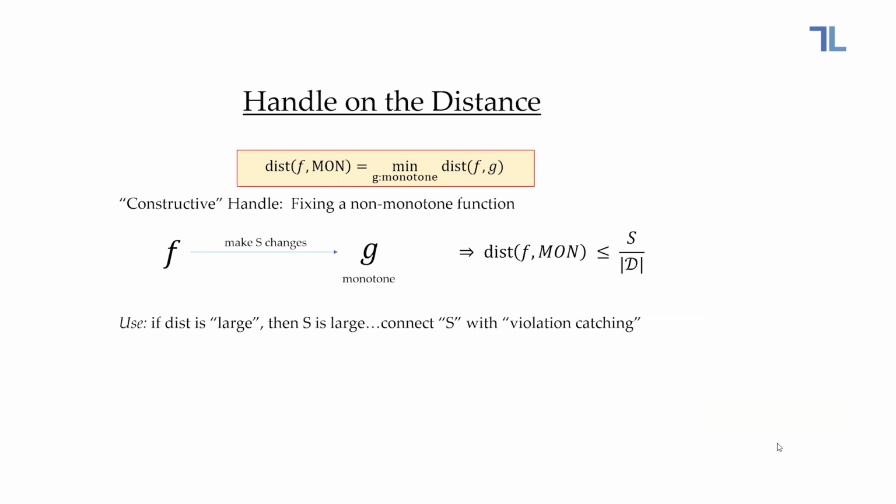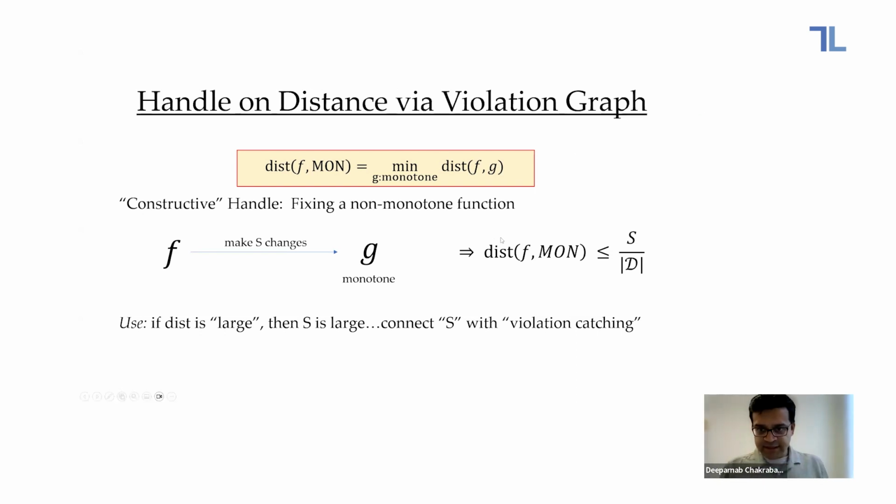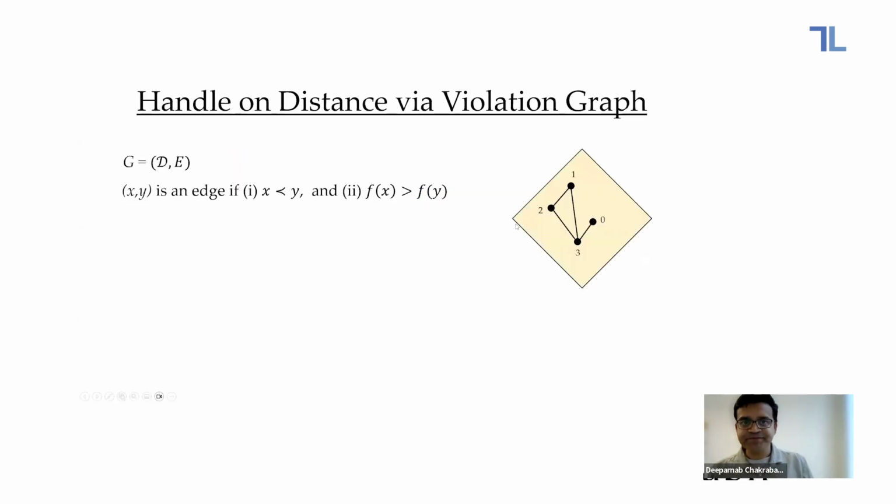Okay, so that's one way. But the other way is the following, and let me spend a little time on this. The other way looks at the following graph. Again, I have a partial order, so my graph has a vertex for every point in the partial order. And I draw an edge between x and y if it's a violation: x is less than y in the partial order, but f(x) is bigger than f(y). So that's a violation graph.